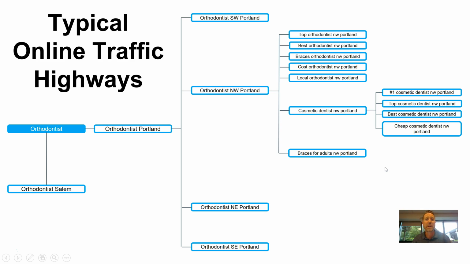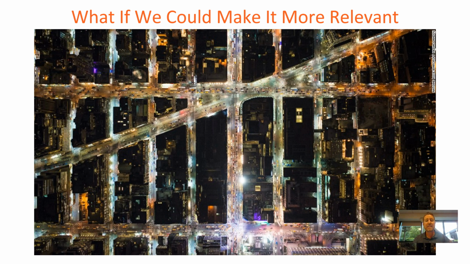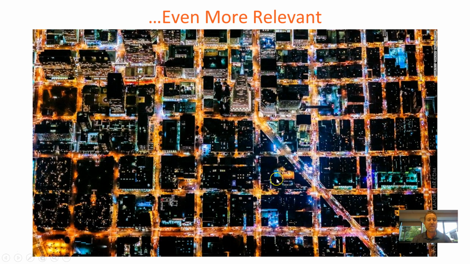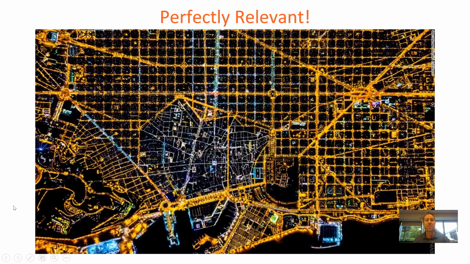So there's all sorts of varieties, ways that we can actually filter to create different streets, looking for different keywords and key phrases that match the criteria that we're searching for. And that's exactly what this does. But what if we could make this even more relevant? What if we could actually put people who are looking for orthodontists in Northwest Portland on this street, people who are looking for orthodontists in Southeast Portland over here on this street? And if we kept doing that over and over again, right, then we end up with this.